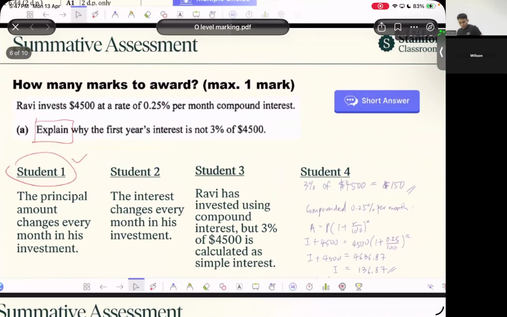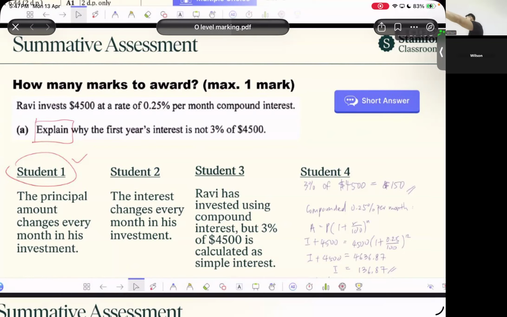They say Ravi invests 4,500 at a rate of 0.25% per month compound interest. Explain why the first year interest is not 3% of 4,500. Student 1 says that the principal amount changes every month. Student 2 says that interest changes every month in his investment. Student 3 says this. Student 4 did a working.